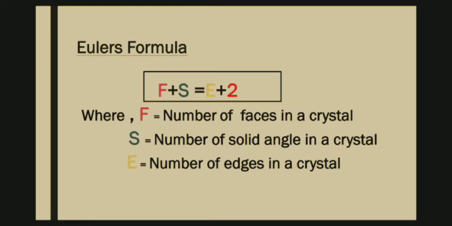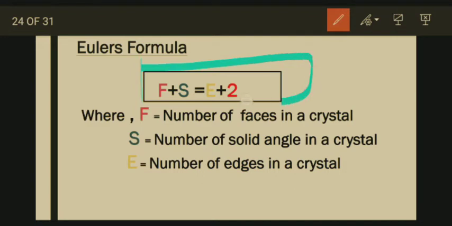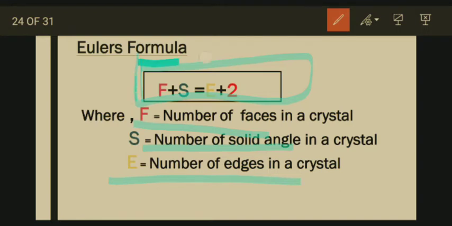Euler is a scientist who provided a mathematical formula which shows that F plus S is equal to E plus 2. What does it mean? F refers to the number of faces, S refers to the number of solid angles, and E refers to the number of edges. So according to this formula, the number of faces plus the number of solid angles is equal to the number of edges plus 2. Okay, so you have to remember this formula.